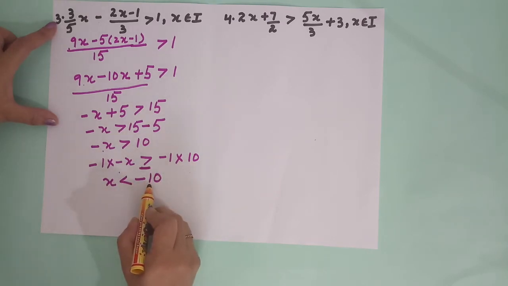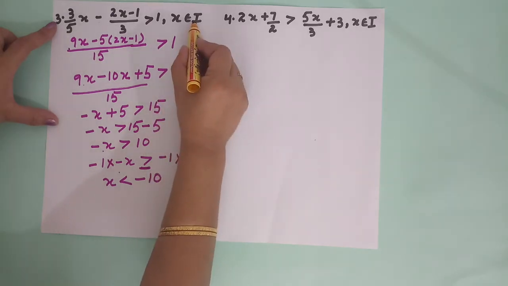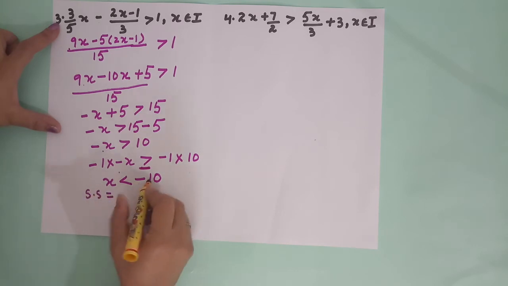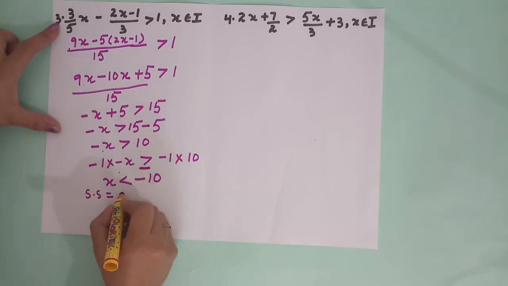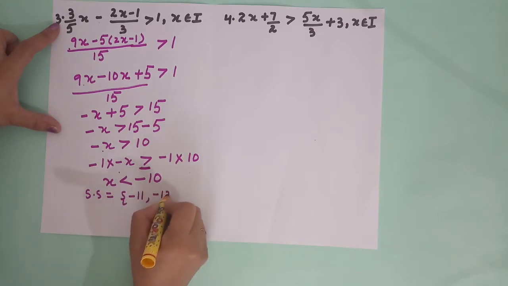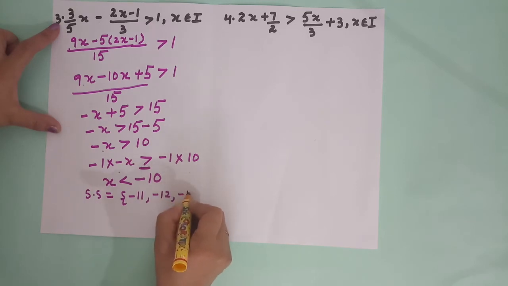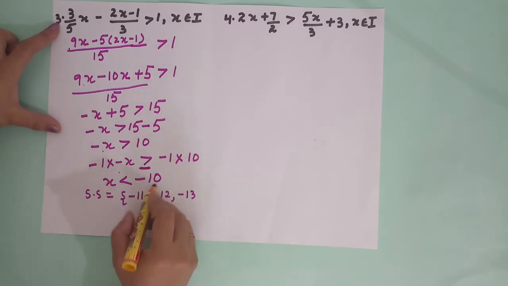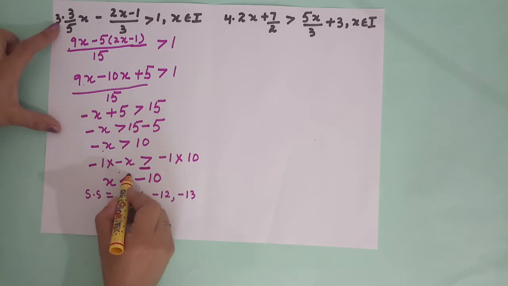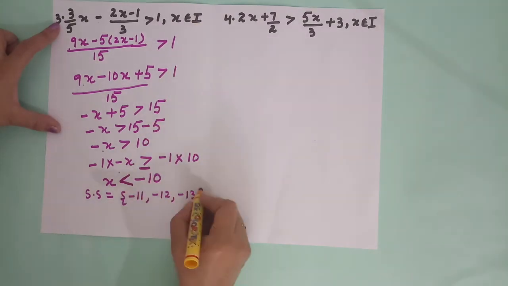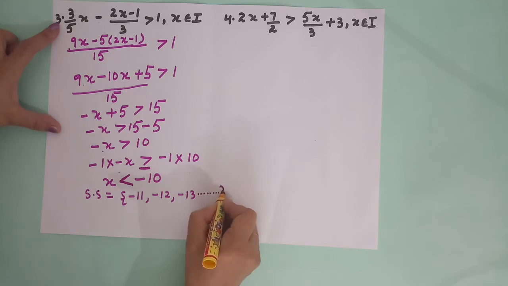So if x is less than -10 and x is an integer, what will be my solution set for this? My solution set will be all the numbers which are less than -10. Which numbers are less than -10? -11, -12, -13. Wait a minute. Till what do I have to take these? I don't know, because this is infinite. There is no limit. X is less than -10. There are infinite integers which are less than -10. So it will go on, right?